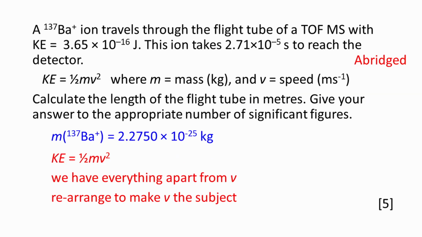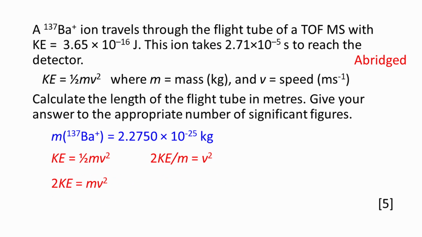Next, we can use the equation KE is equal to a half mv squared. It is always a good idea to rearrange the equation before substituting numbers in. This could gain method marks. Multiply both sides of the equation by 2. Then divide both sides by m. To make v the subject, take the square root of both sides.